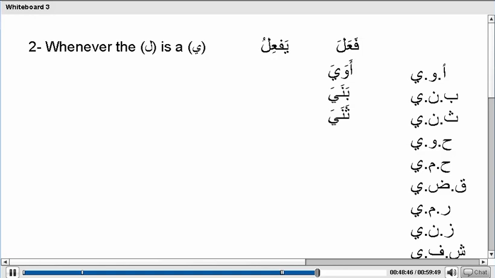Okay? Awa is sought shelter. Okay? And bana is built. He built. And thanaya, that's what's going to happen, yes? We're going to be turning that ya into an alif. But no problem. We'll say it how it is now, and then, yes, don't worry. Everything will come.